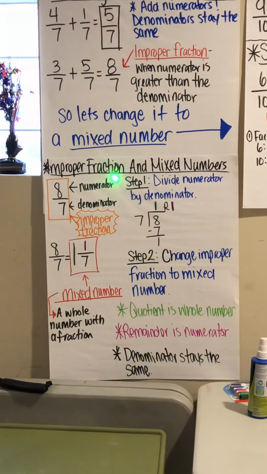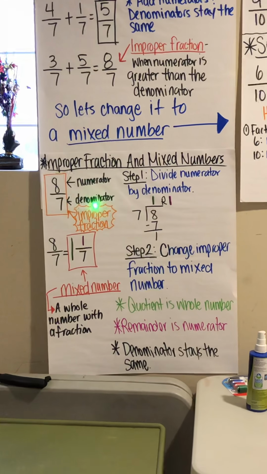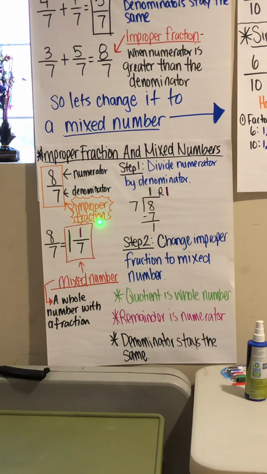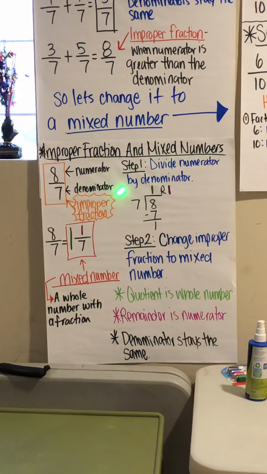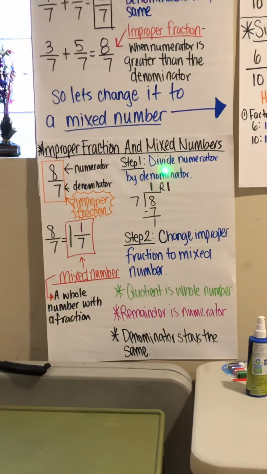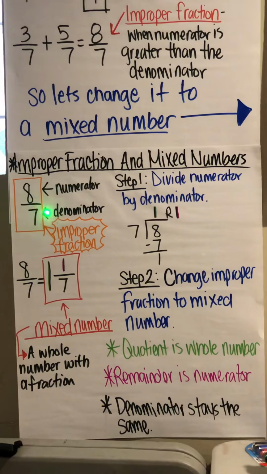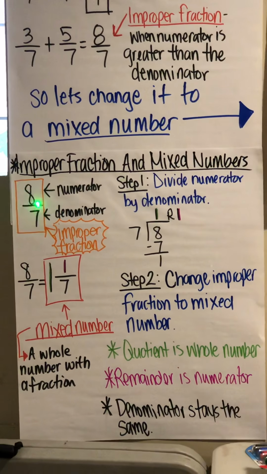Again, an improper fraction is when the numerator is greater than the denominator. That's called an improper fraction. How do we change that into a mixed number? You divide the numerator by the denominator. I don't know if you remember, but this fraction line represents division. So that actually means 8 divided by 7.